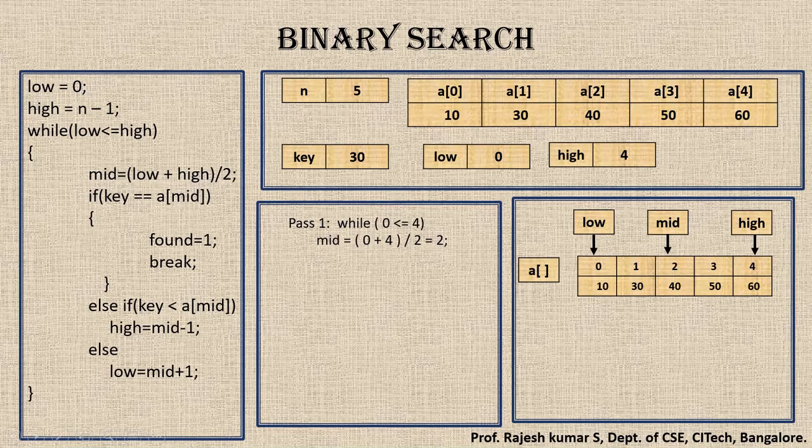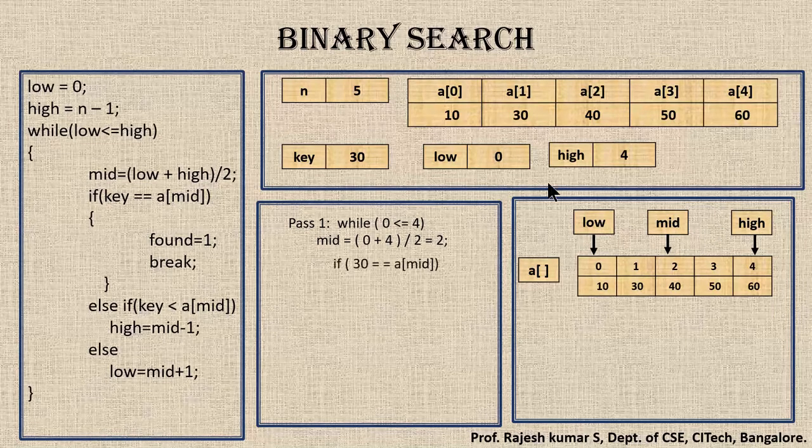Note one thing you have to observe: in each pass or iteration, either the low value will change or the high value will change, depending upon the situation. For example, if the input element is 30, and the key element is less than the mid element, then high will become mid minus 1. If the key element is greater than the mid element, then low will become mid plus 1. That's the logic. I'm repeating it once again: the inputted key element is compared with the middle element. If it is less than the middle element, then high becomes mid minus 1. If it is greater, then low becomes mid plus 1. Okay, that's the concept behind this.